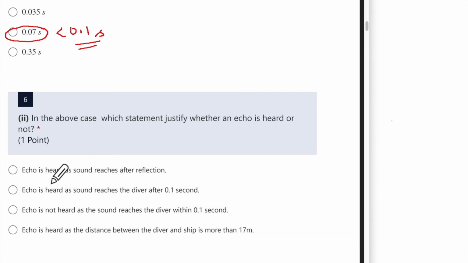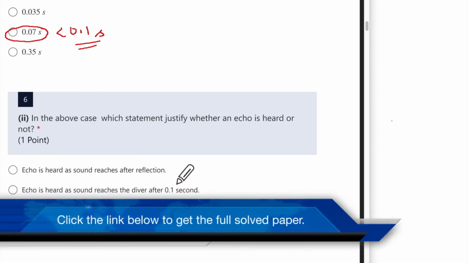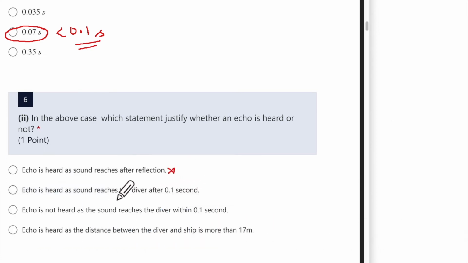So "echo is heard as the sound reaches after reflection", this is not the option. "Echo is heard as the sound reaches the diver after 0.1 second". So no, it is before 0.1 second. So this also is wrong. "Echo is not heard as the sound reaches the diver within", means before 0.1 second, is the correct option.